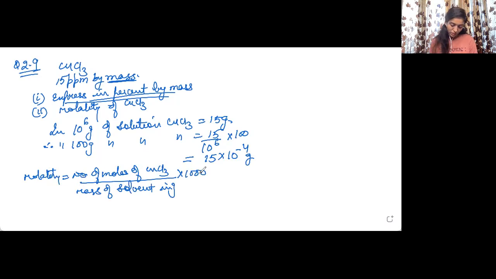We have been given 15 gram of chloroform. So 15 is the given mass upon the molar mass. So how will you find out? Number of moles will be equal to 15 divided by the molar mass.